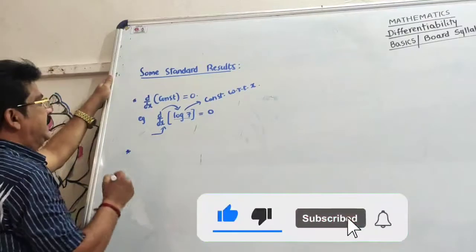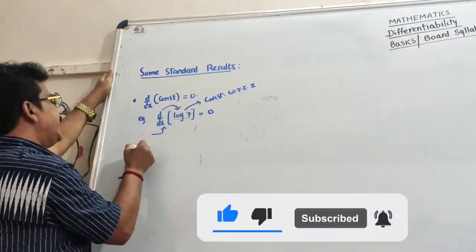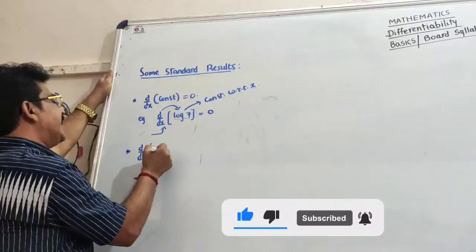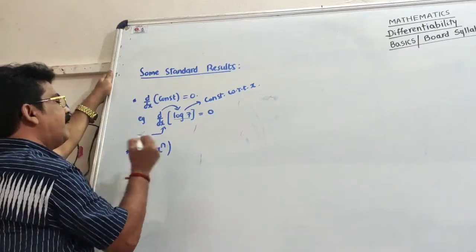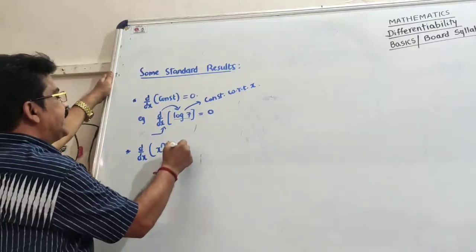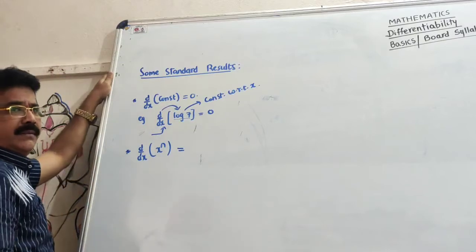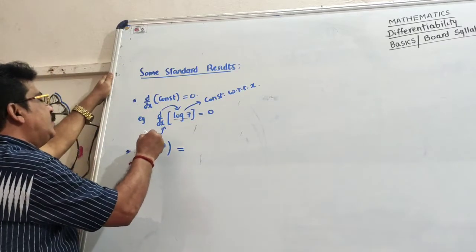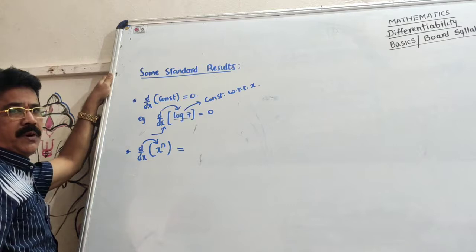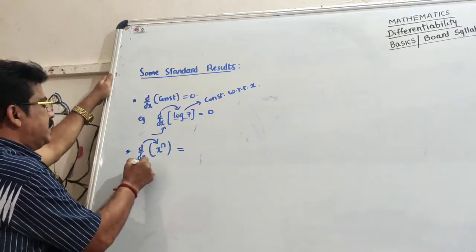Next, second formula. d by dx of x to the power of n. d by dx of x to the power of n means what? Derivative of x to the power of n with respect to x.